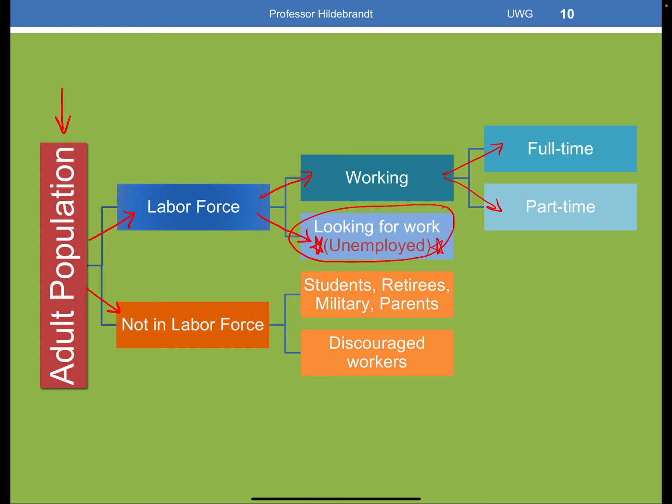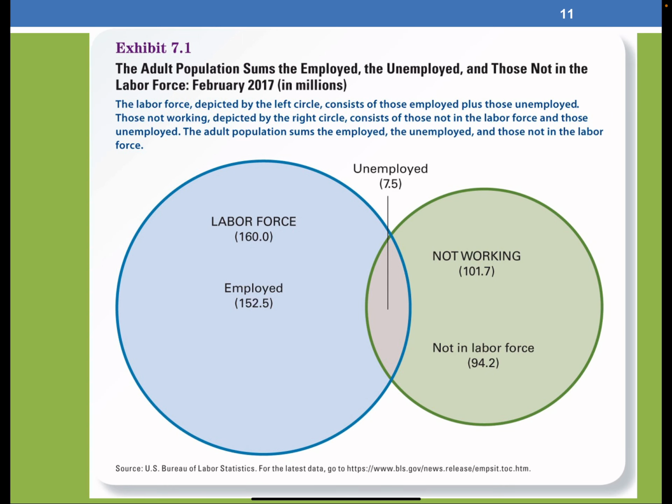Now, those down here in the orange who aren't in the labor force could be one of those groups we talked about: students, retirees, military, or parents. Or discouraged workers, which I haven't mentioned yet. I'll talk more about them in a minute, but basically a discouraged worker has given up. At one point they were unemployed, but they moved from being unemployed to a discouraged worker when they quit seeking a job. More on them in a moment.